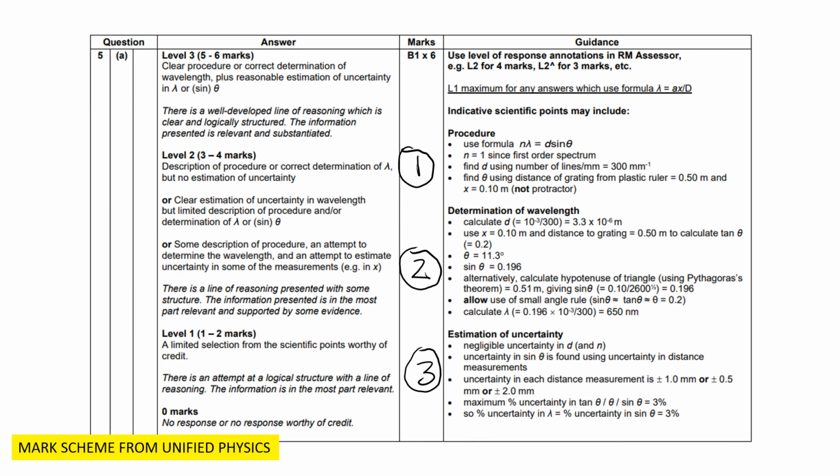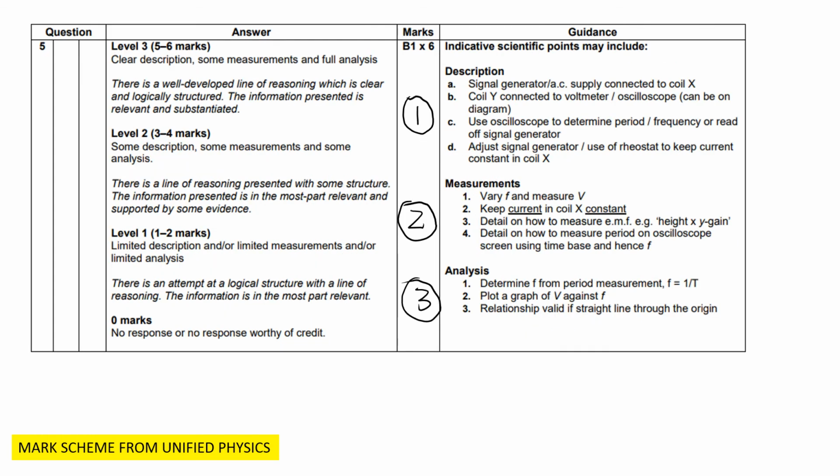So this is the actual calculation. Allow use of small angle rule. Okay, so part 2 is the calculation, and then part 3 is the estimation of the uncertainty. So this is uncertainty for part 3. So for 6 marker, this one, you need to have a clear procedure, clear determination of wavelength, plus a reasonable estimation of uncertainty. This is another 6 marker. You need to have a clear description, some measurements, and full analysis.